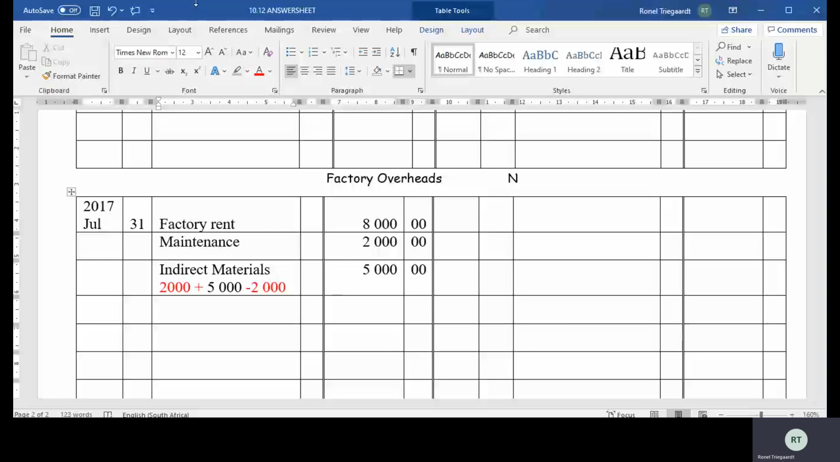What is my next step? I now need to see, normally, in this exercise it's not like this. Normally you will have, at the end of the month, the goods that you've finished, which is your finished goods. And you should have a balance, and this is your unfinished goods.